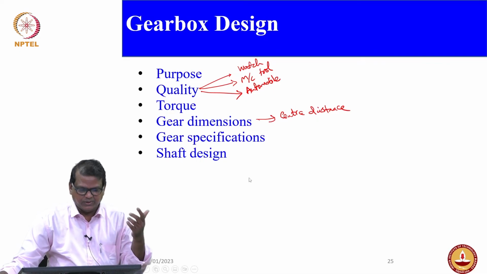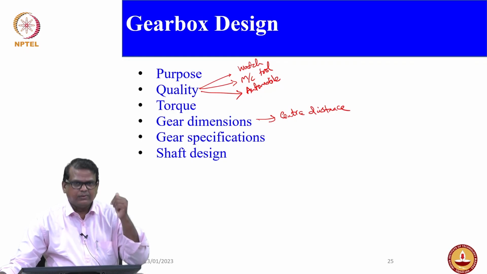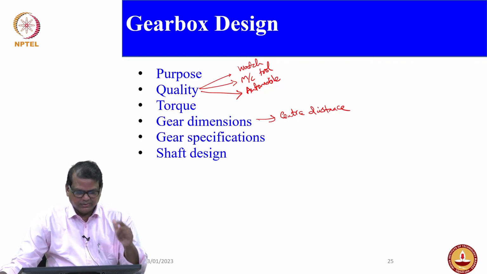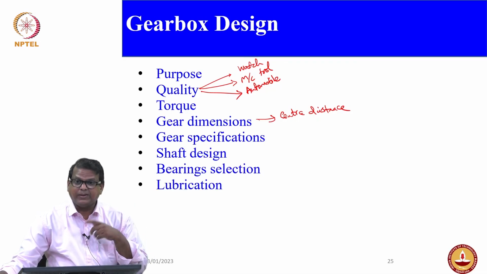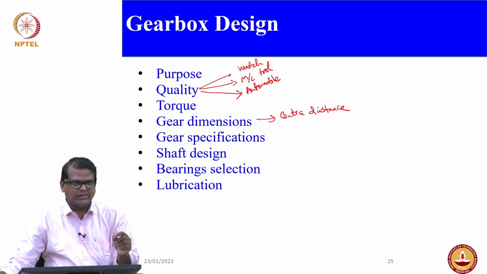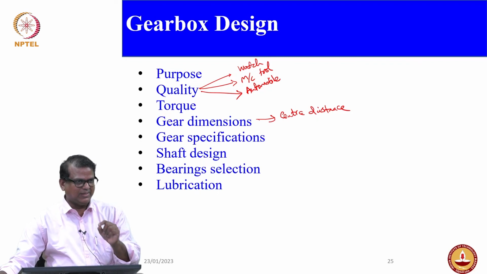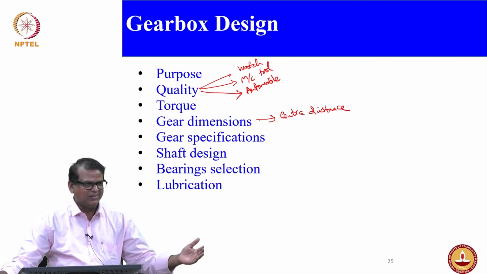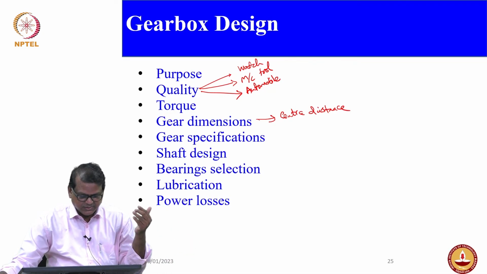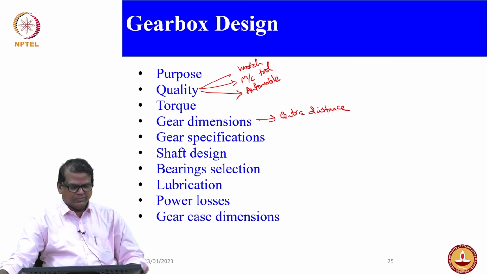Shaft design. Once you have understood the purpose, quality, torque, gear dimension, gear specification and shaft design, then you need to go for bearing selection and lubrication. What is the lubrication? What is the quantity of lubrication? How does heat balance happen? If more heat is generated, the lubricant loses its viscosity and obviously the performance goes down. Then power losses, and finally gear case dimension. This is how we will do the gearbox design aspect. Thank you.